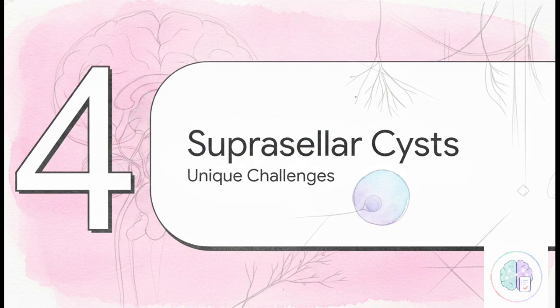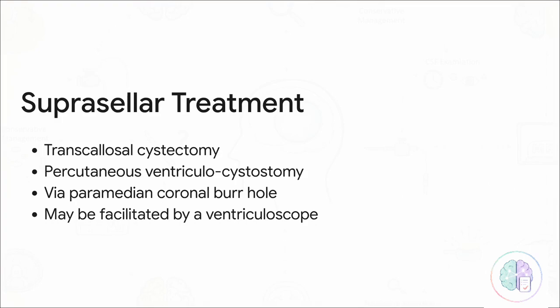All right, Section 4, Managing Suprasellar Cysts. These specific midline cysts throw some totally unique anatomical challenges at us and demand very specific protocols. Because of where they sit, suprasellar cysts need specialized approaches, like a transcallosal cystectomy. But if you're looking for the procedure of choice, championed heavily by Pierre Kahn and his colleagues, you're looking at a percutaneous ventriculocystostomy. You meticulously perform this through a paramedian coronal burr hole navigating straight through the lateral ventricle and the foramen of Monro. And you'll often use a ventriculoscope to get that perfect precision.